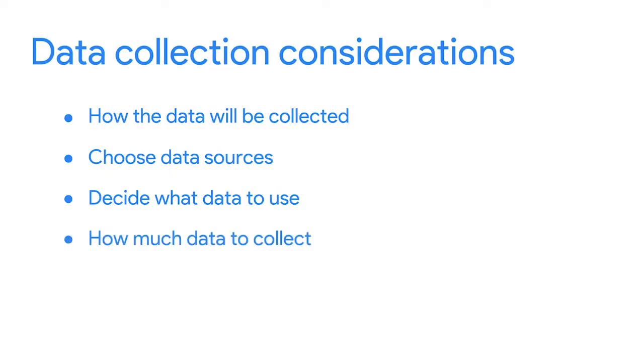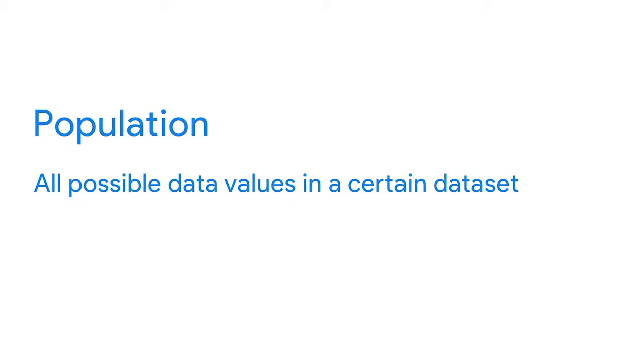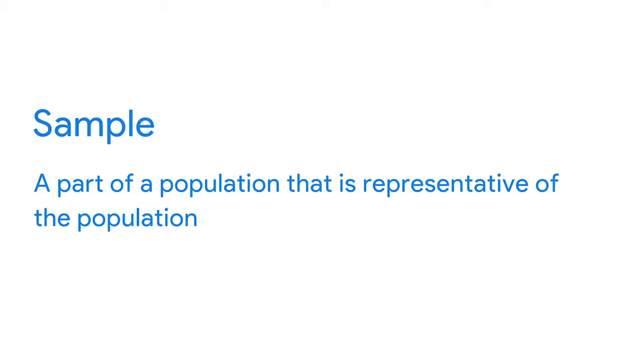Okay, now let's talk about how much data to collect. In data analytics, a population refers to all possible data values in a certain data set. So if you're analyzing data about car traffic in a city, your population would be all of the cars in that area. But collecting data from the entire population can be pretty challenging. That's why a sample can be useful. A sample is a part of a population that is representative of the population.